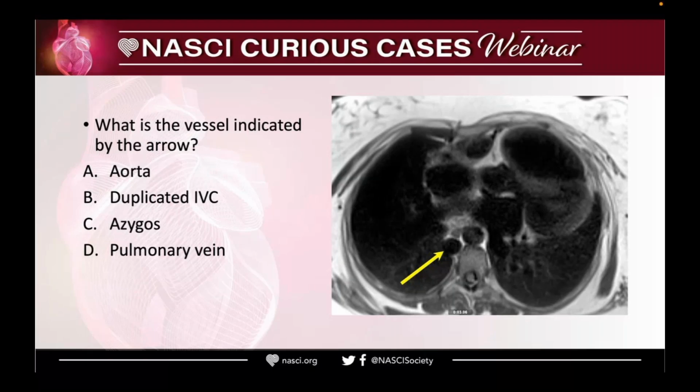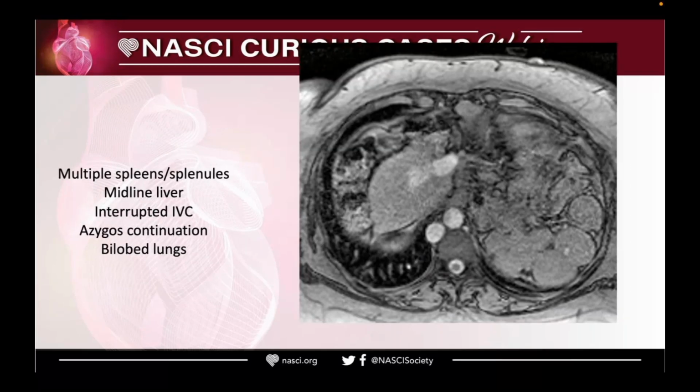I know all of you are tired now. Is it the aorta? Is it a duplicated IVC? Is it the azygos? Is it a pulmonary vein? This is an azygos vein. How come the azygos vein in this patient is similar in size to the aorta? Absent IVC or interrupted IVC?